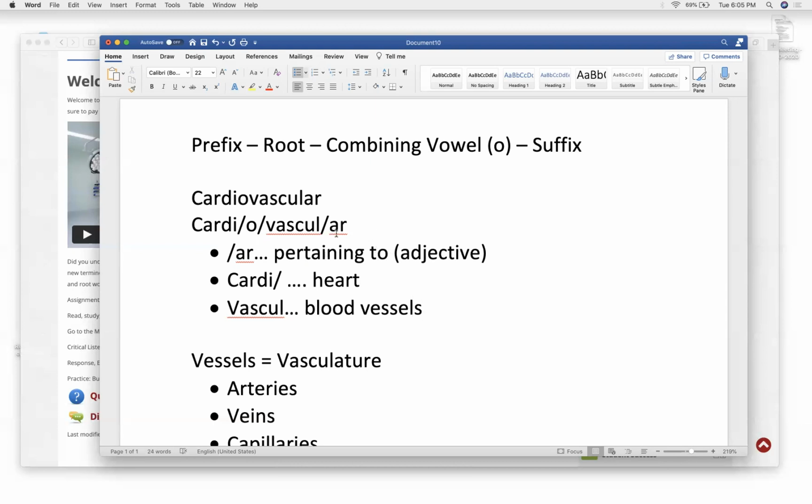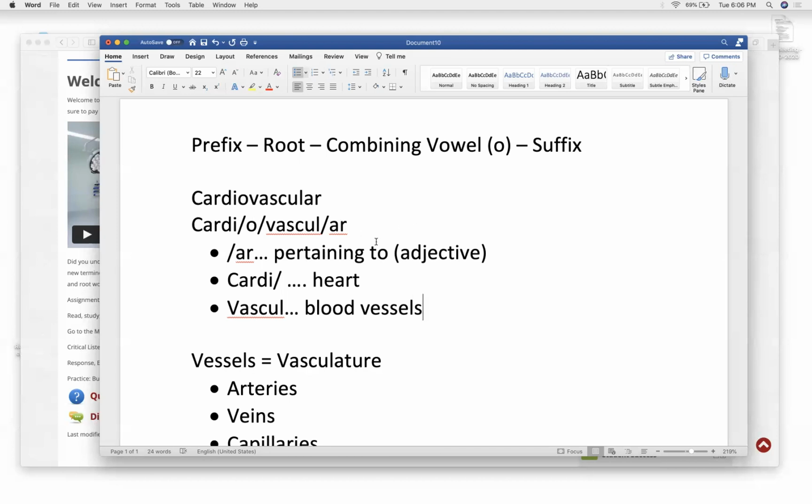You don't say, my patient had a cardiovascular. That's like saying, oh, I'm sitting on this blue. This blue what? I'm sitting on a blue chair. My patient had a cardiovascular accident. My patient had a cardiovascular procedure. So when you use words with AR, or words that have pertaining to, you know they're adjectives and they precede some sort of noun.